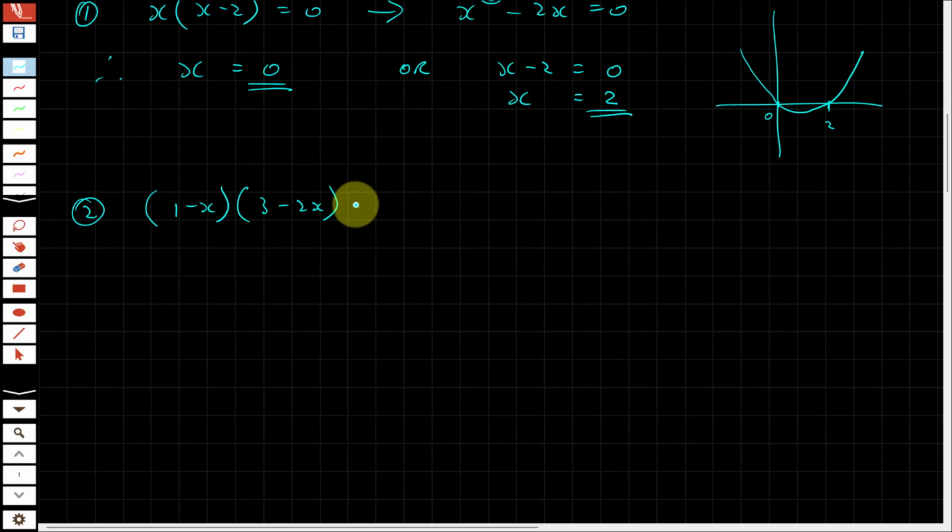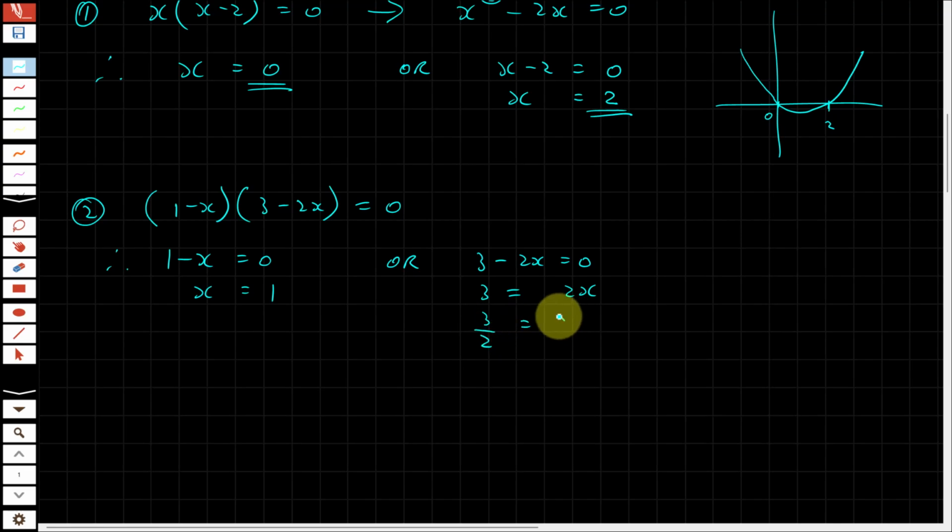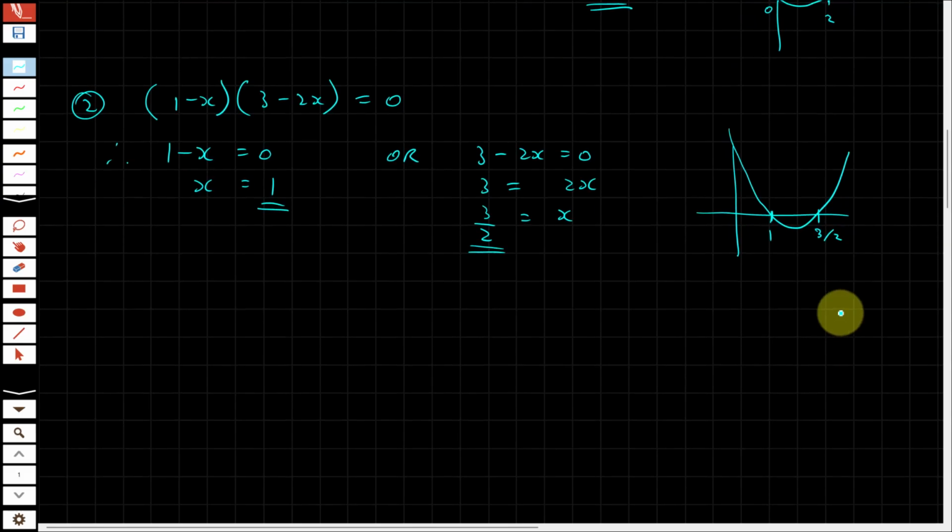Here we have another quadratic equation to solve. It's already factorised and equated to 0. We break the factors up and equate each one separately and solve each one separately. So the left hand one we rearrange, we get x equals 1, and the right hand side one we get x equals 3 over 2. So if we draw the quadratic equation, the parabola will cross the x-axis at 1 and 3 over 2, or 1.5.